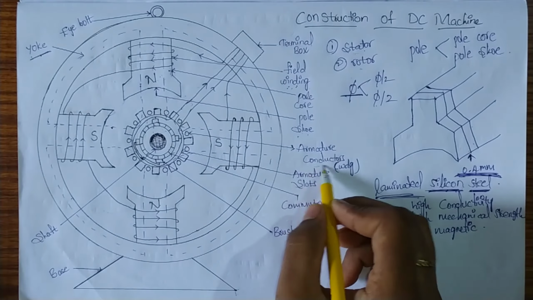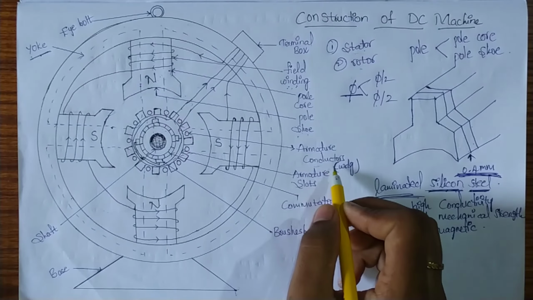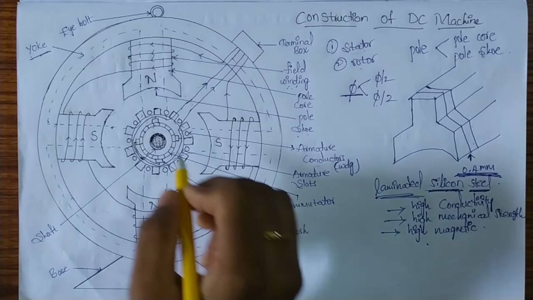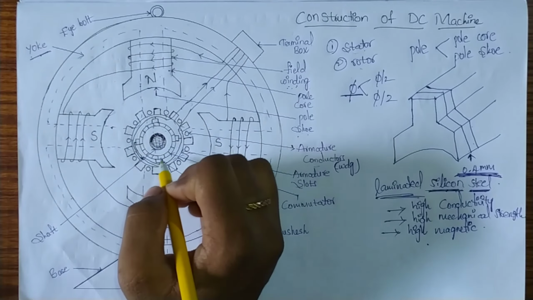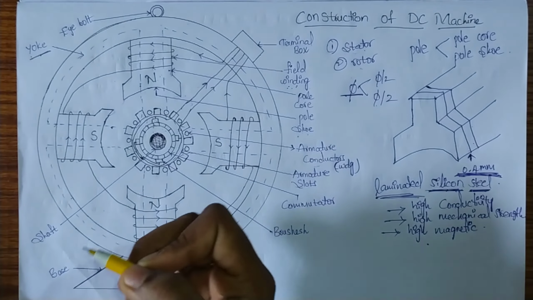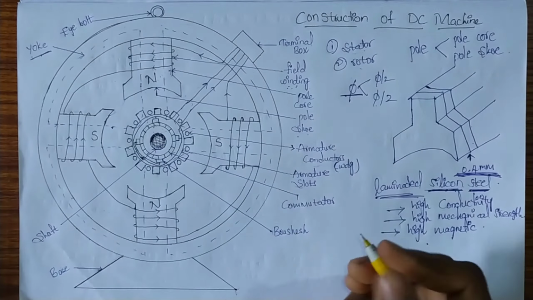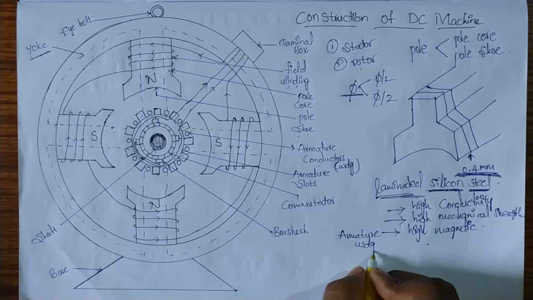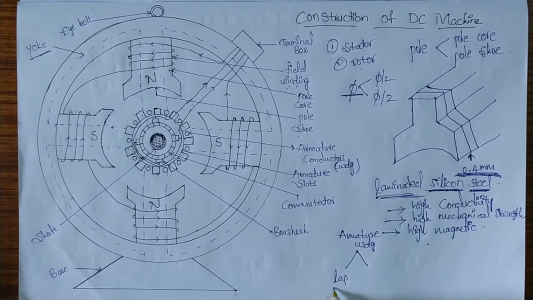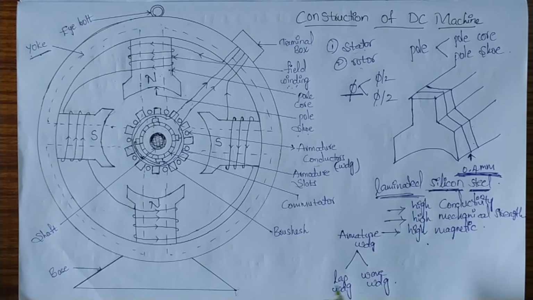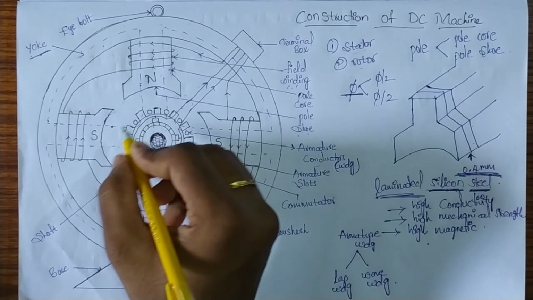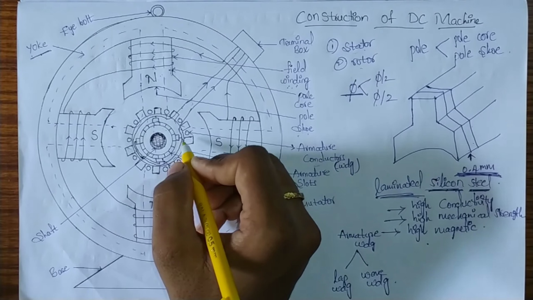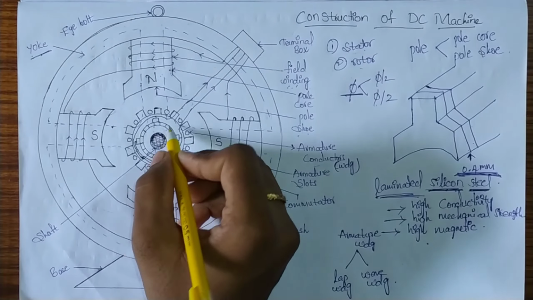Here the armature winding material is copper wire, and that copper wire is wound in these slots to produce flux. Here the armature winding is made in two types. One is the lap winding and the other one is the wave winding. How the connections of lap and wave windings are made in the armature core will be discussed in upcoming classes in detail.